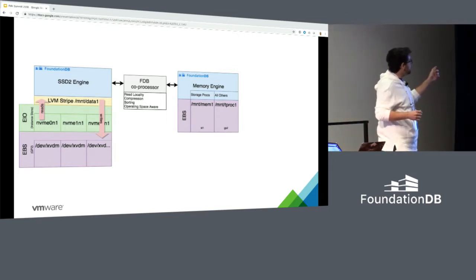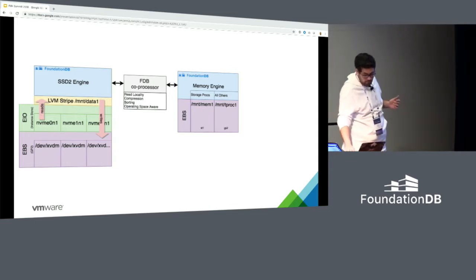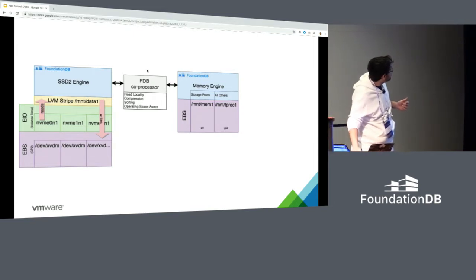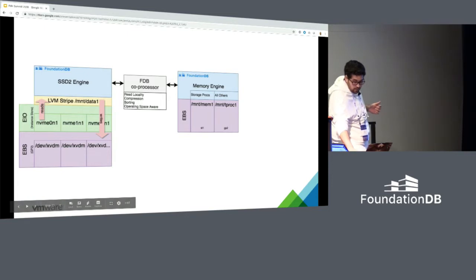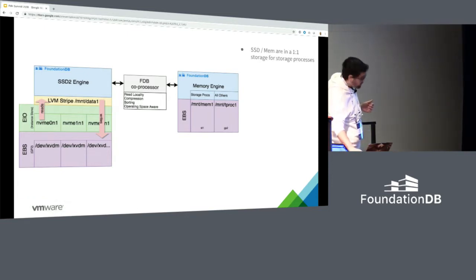And in between the two databases, we have on each node what is an FDB coprocessor. So actually, I have to click over here to advance it. How do I advance? We're trying to go. There we go.